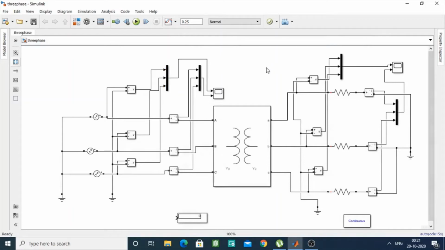Hello everyone. So today we are going to see the simulation of a three-phase transformer using Simulink in MATLAB. So as we know, a single-phase transformer is a device that is capable of transferring electric energy from one circuit to one or more circuits based on the concept of mutual induction.